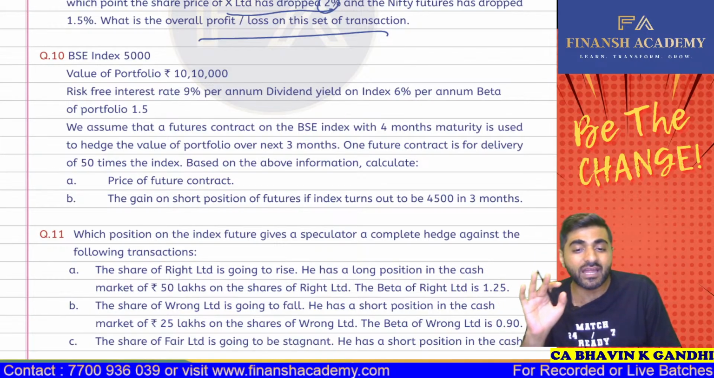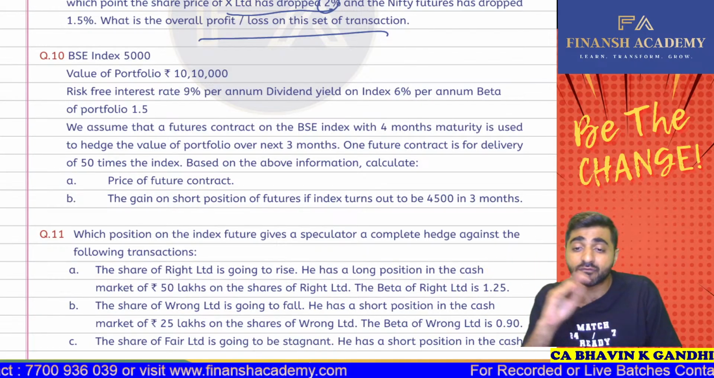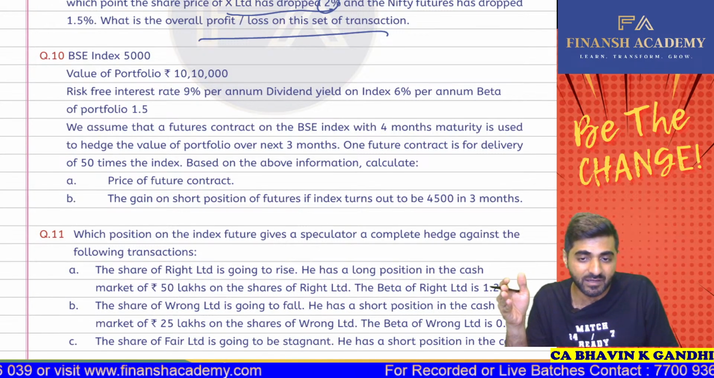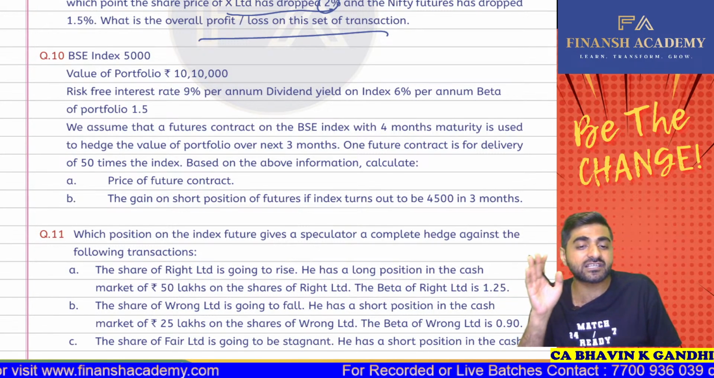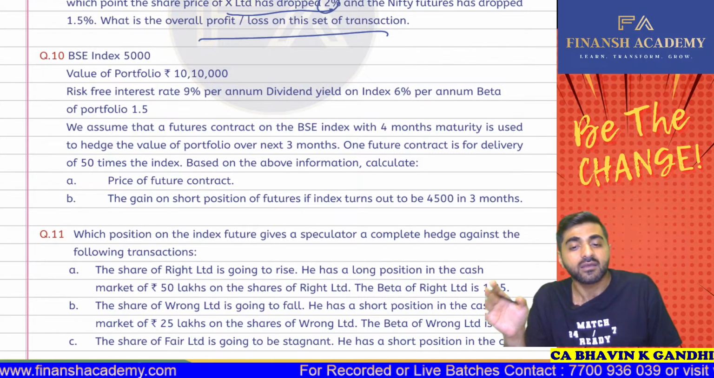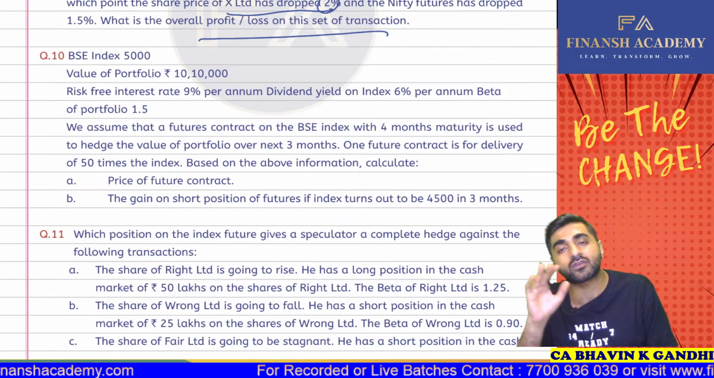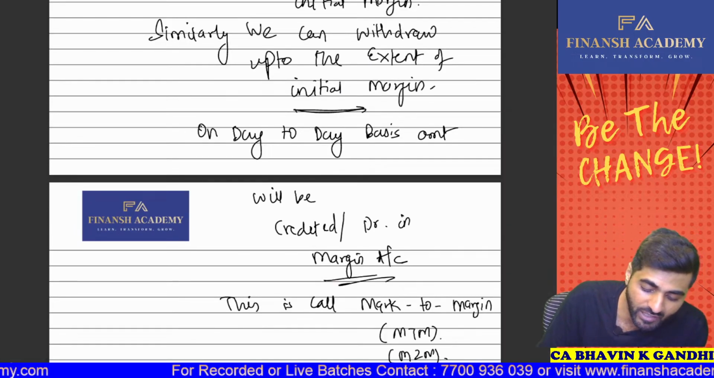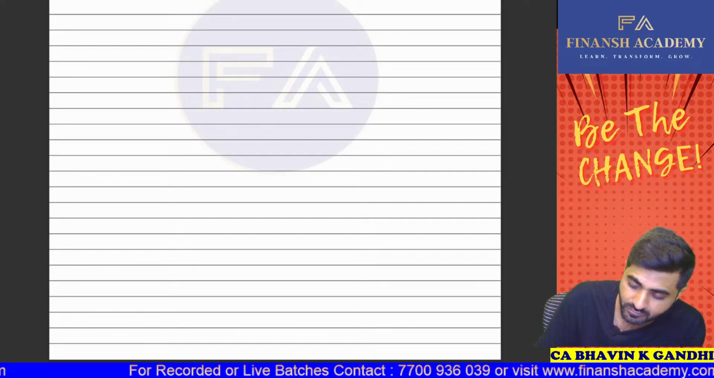We assume that the future contract on BSE index with 4-month maturity is used to hedge the value of the portfolio over the next 3 months. One future contract is for delivery of 50 times index. Based on the above information, we are required to calculate the price. So first step is we are required to calculate the price. How do you calculate the price, my dear students?